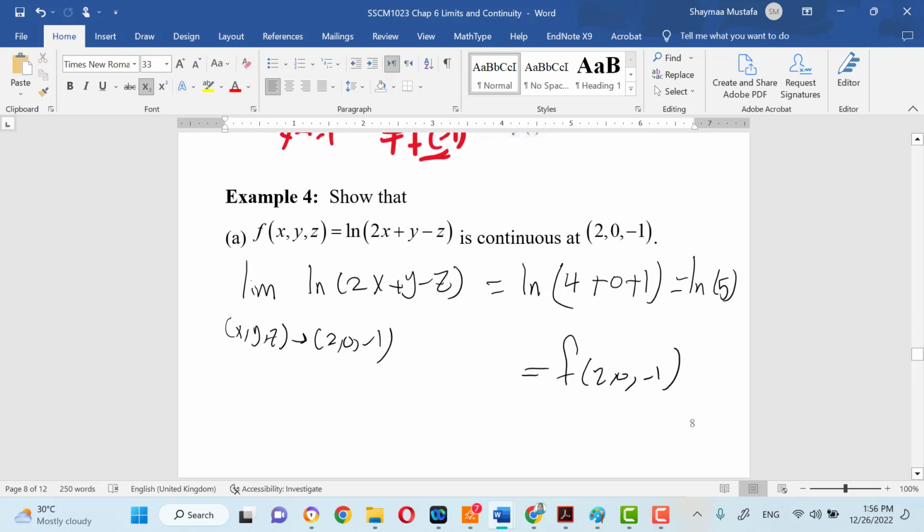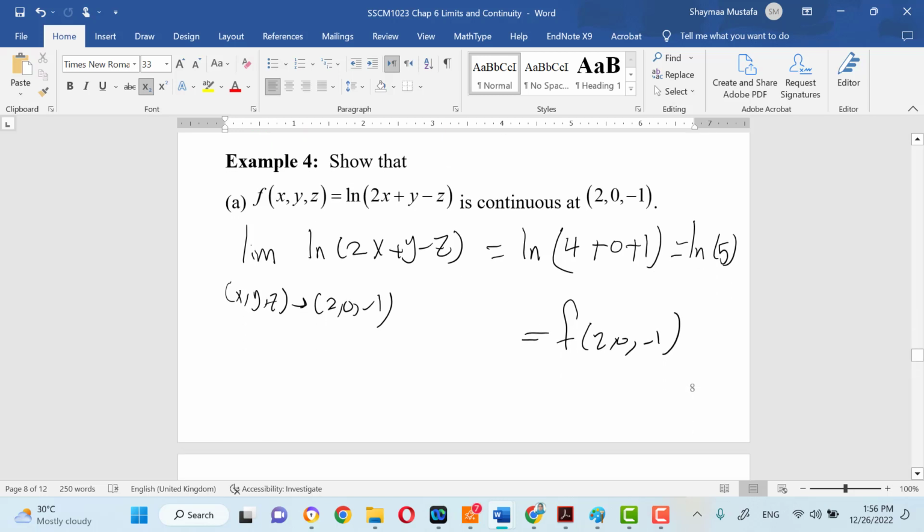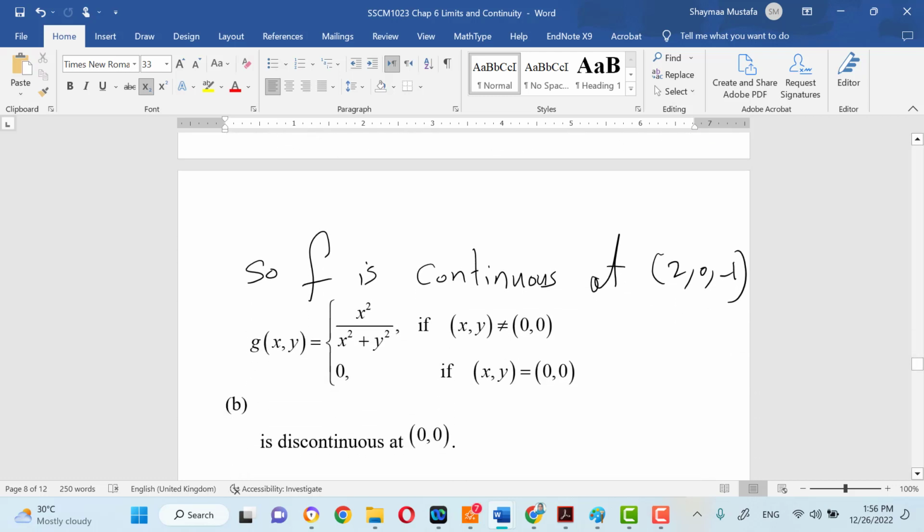This is equal to f(2, 0, -1), because if I calculate f(2, 0, -1) directly here, it will also be equal to ln 5. So the function is continuous. The limit exists and is equal to the value of the function at the point (2, 0, -1). So here we said that the function is continuous.